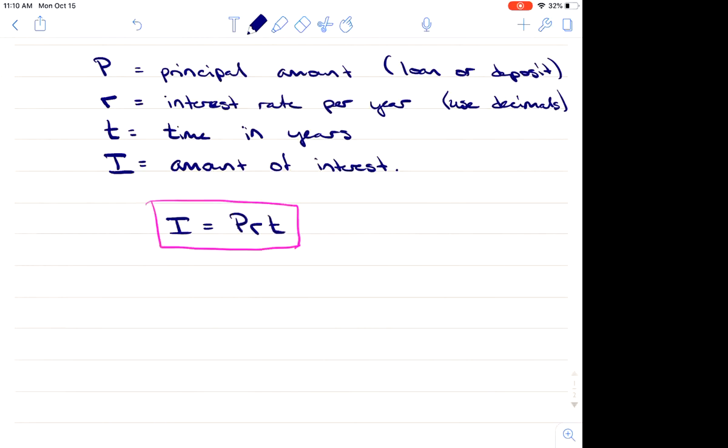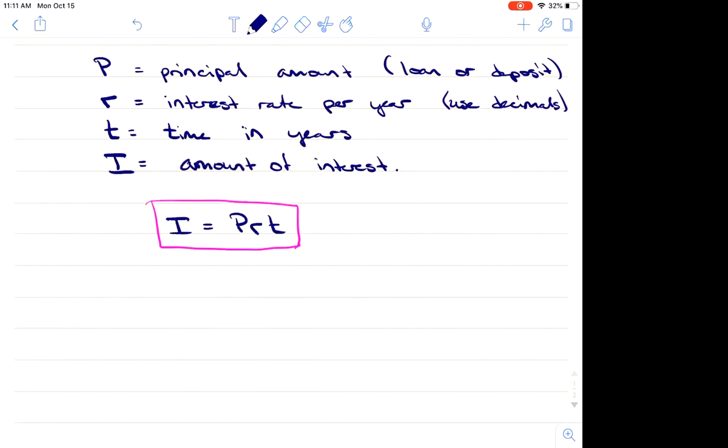Okay. So now we have this formula for calculating the amount of interest. So this only calculates the amount of interest, right? So this is very basic. This is where we're starting, and then we'll kind of build out, okay? But there's 4 terms in here, right? I, P, R, T.